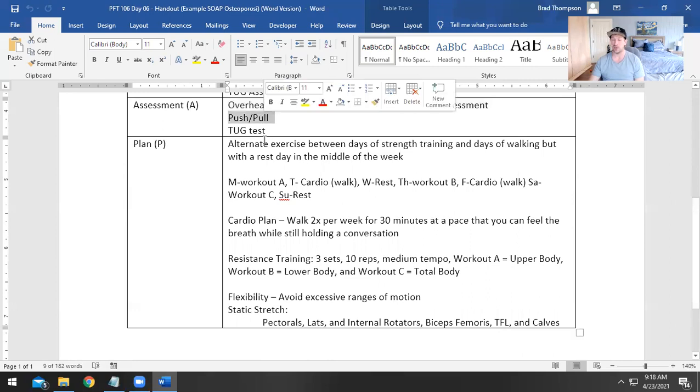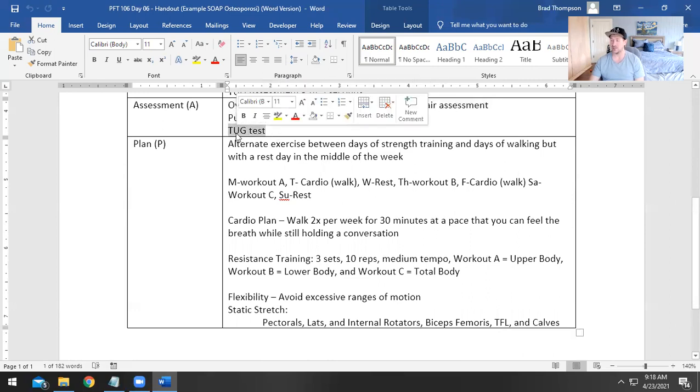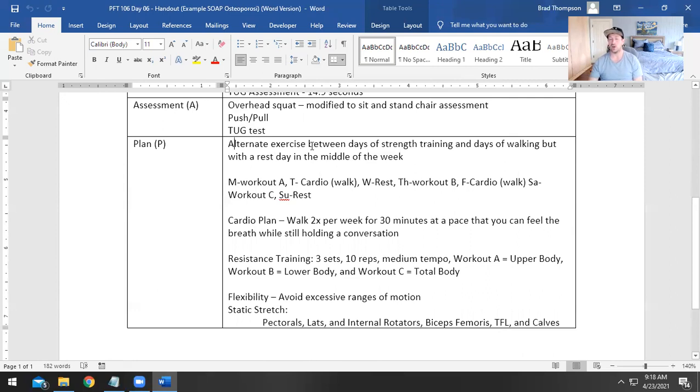We like a cable pushing and pulling assessment, and we like the tug test. All of those are going to be really good. Now for our plan, we are going to alternate between days of strength training and days of walking, but we'll have a little bit of a rest period just in the middle of the week so that we don't have, you know, just constant inflammation.